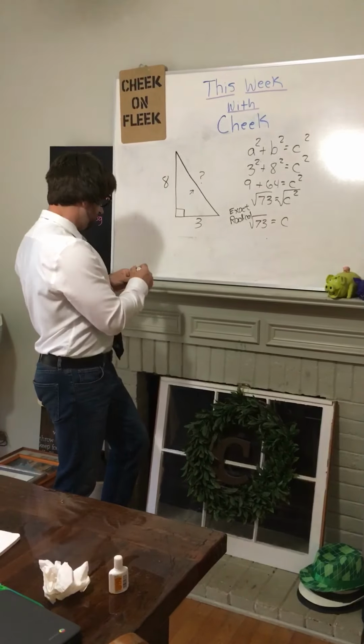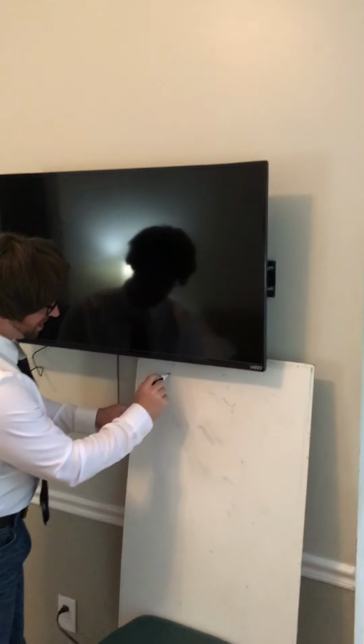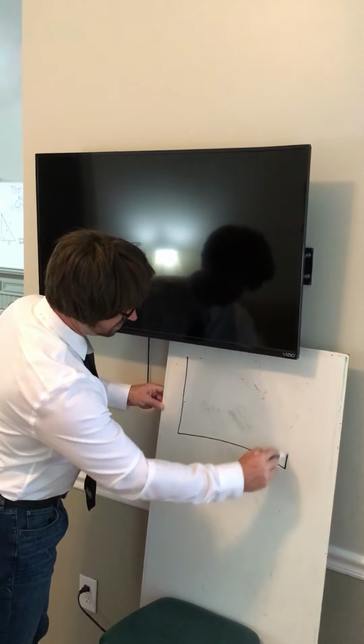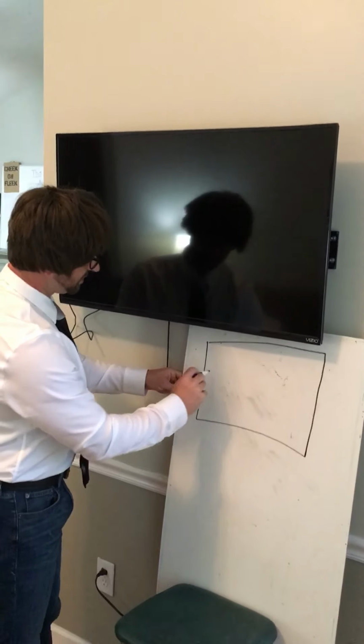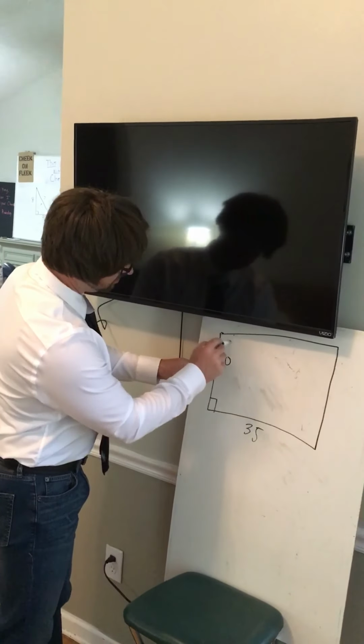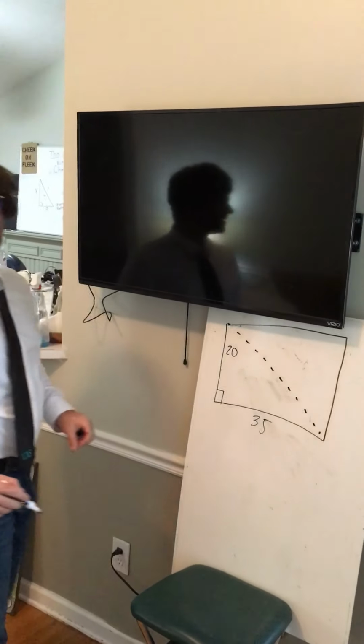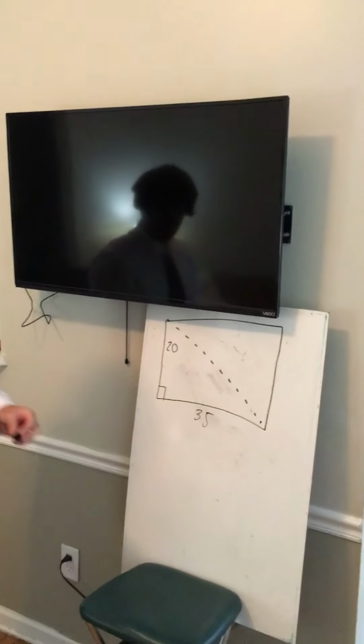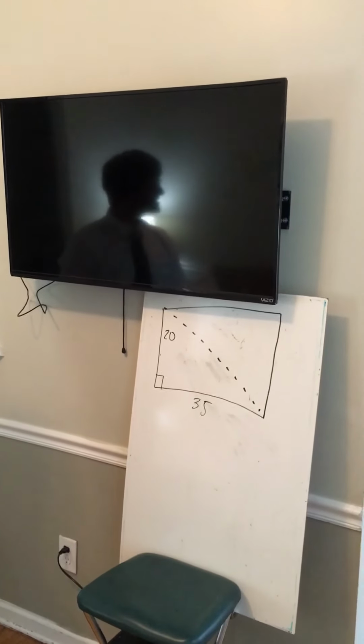So this is going to be one leg here, and I get 20 inches. That's one leg, and then my other leg is right at 35 inches. So again, we've got this right triangle here, or in this case, a TV. I've got 20 inches, and I've got 35, and I'm trying to determine that diagonal right there.